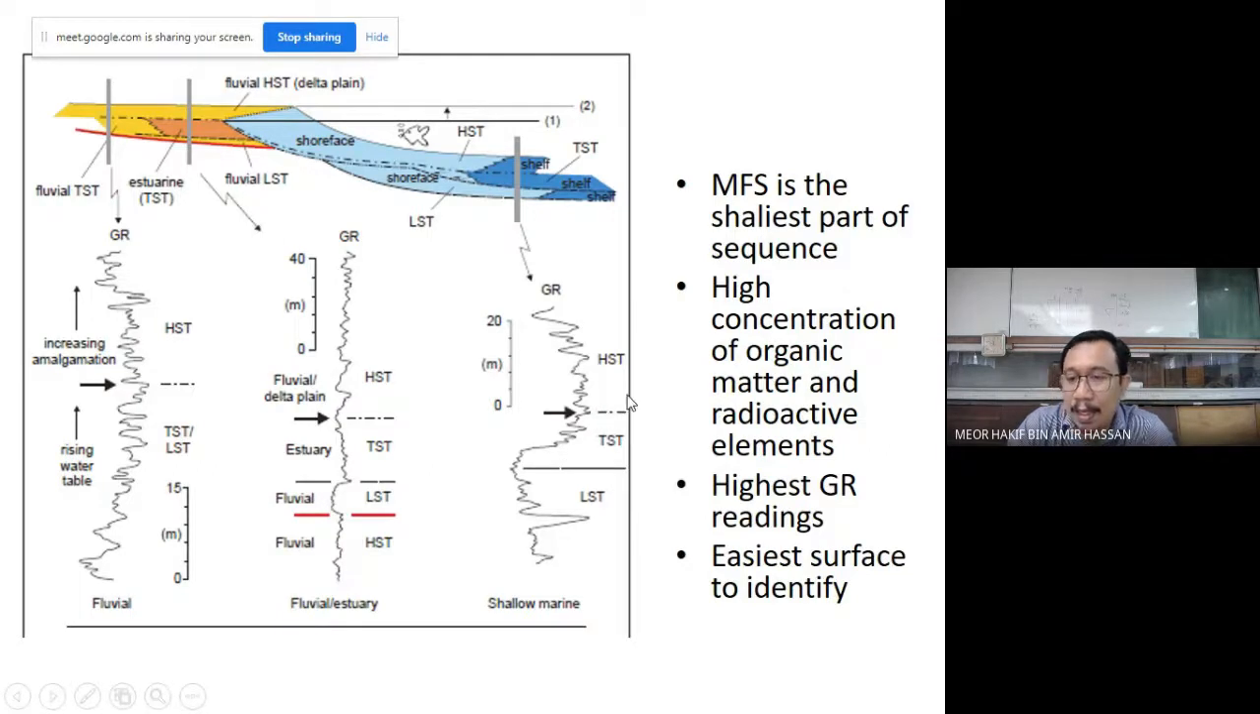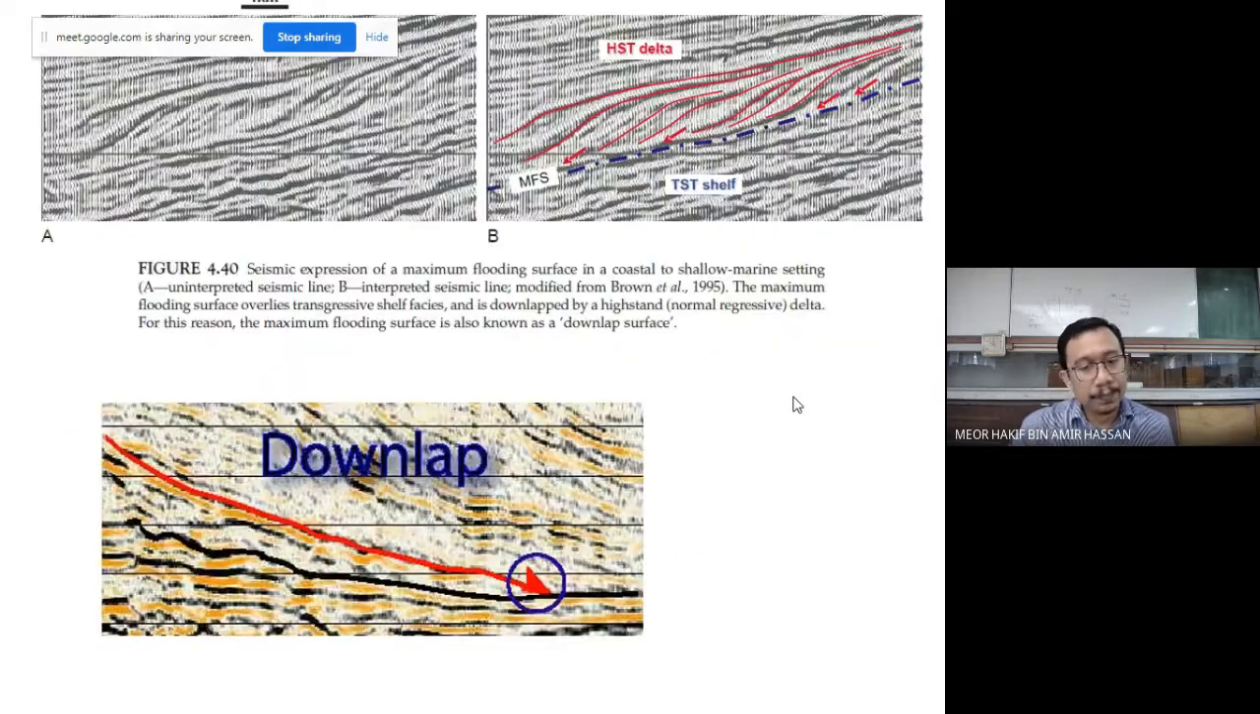MFS here. MFS is the shaliest part of the sequence, with high concentration of organic matter and radioactive elements. So you get the highest gamma ray readings, and it's going to be the easiest surface to identify for doing sequence stratigraphy. Okay, that's how you identify MFS in well logs.